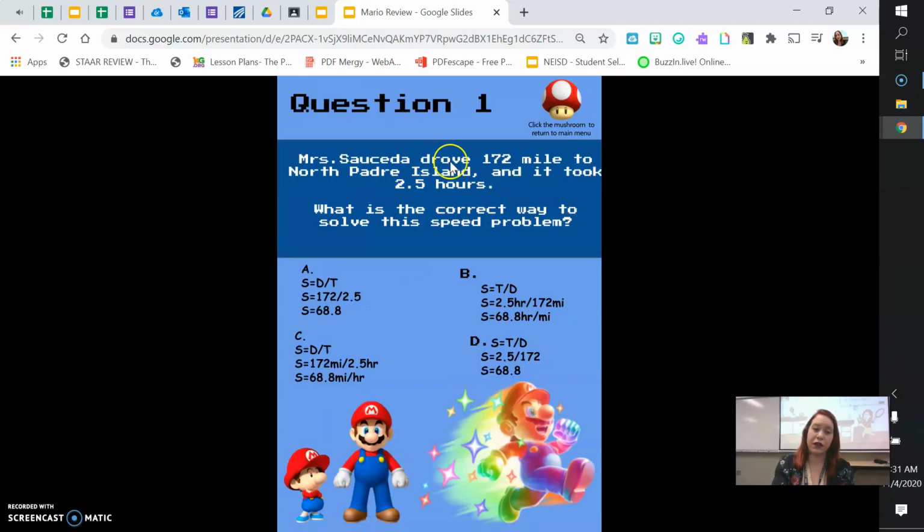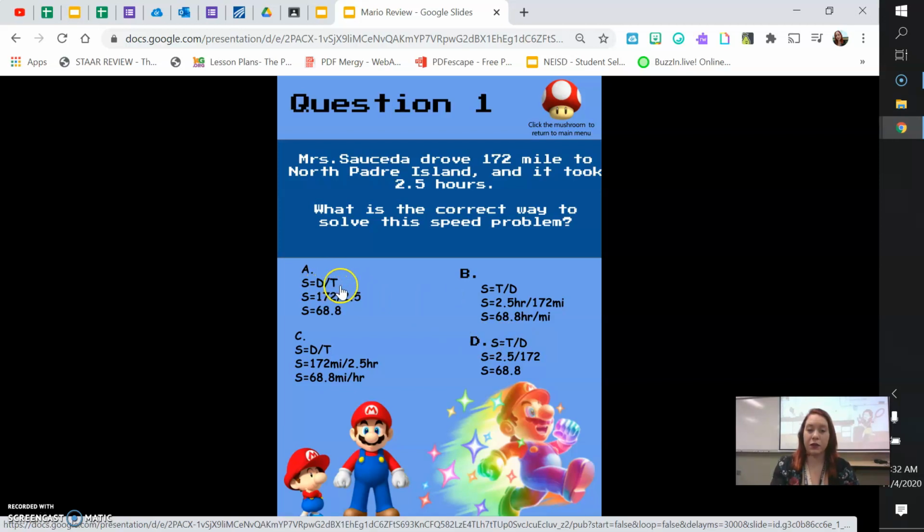Once you review both of these, you can go ahead and try the 4 questions to see where you're at. So it said Mrs. Saucetta drove 172 miles to North Padre Island, and it took 2.5 hours. I give you the distance. I give you the time. You need to tell me which of these is the correct way to calculate speed.